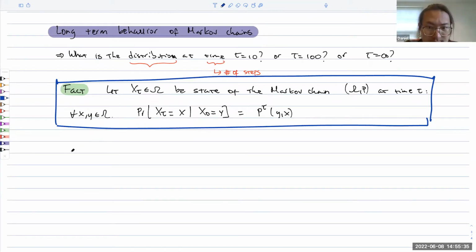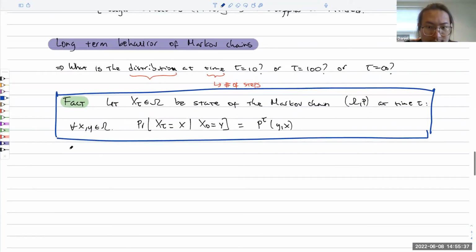So does P^t(y,x) mean that we start from y and after t steps go to x? Did I understand wrong? Yeah, that's exactly what it is. It's the probability that if you start from y and you move for t steps, you land at x.